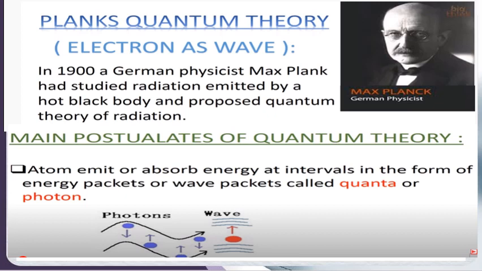Now here Planck's quantum theory was given by the German physicist Max Planck in 1900. Here he has considered electrons in the form of waves, in the form of radiations, right? And the experiment he performed was done on the black body, and from the radiations that the black body radiated, the main postulates of quantum theory were given out, or were being mentioned here, right?